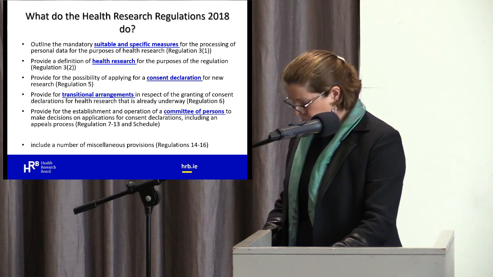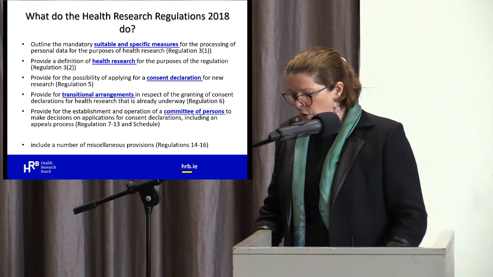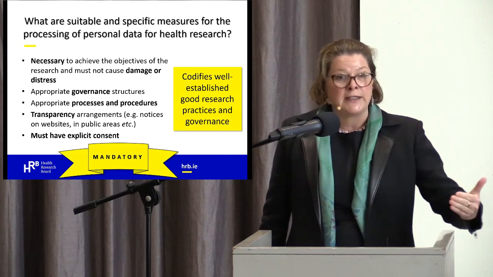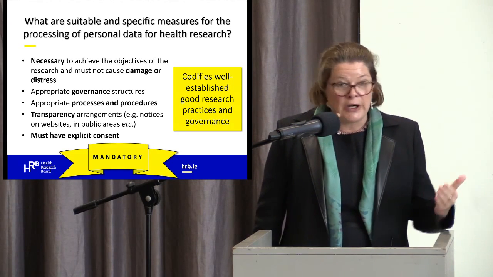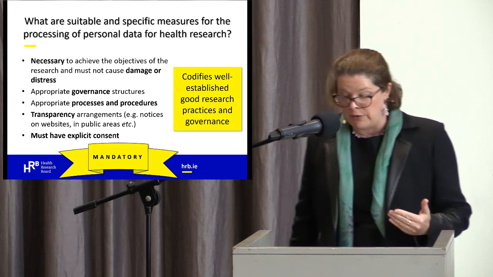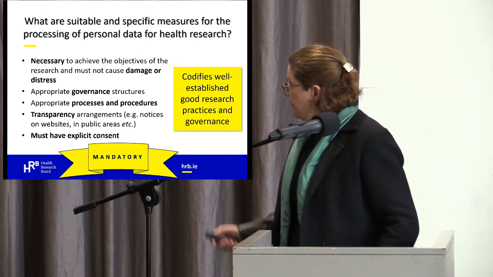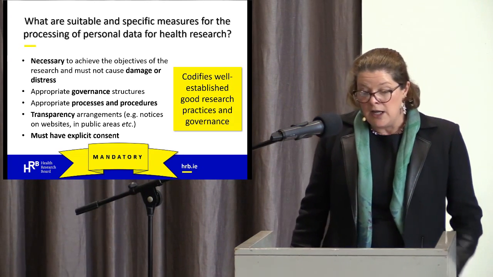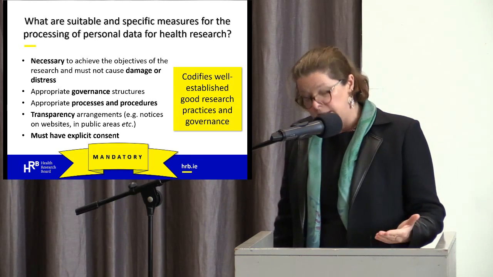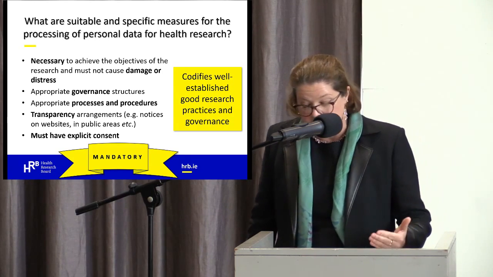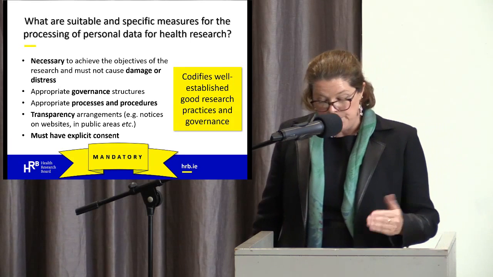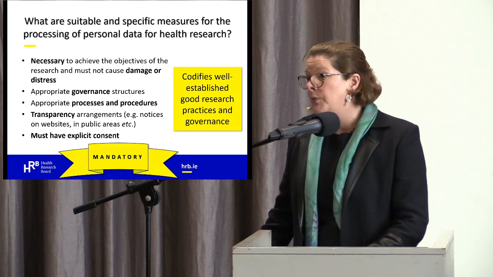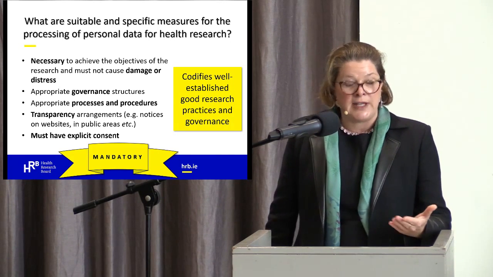So I'm going to talk a little bit about what are the suitable and specific measures. These are written out in very plain English within the regulation itself. So there are 5 of them. The first is that the data that you collect and the processing that you're doing must be limited to what is necessary to achieve the objectives of your research. And it must not cause damage or distress to the person or the people whose data you're using. So that's really very important.